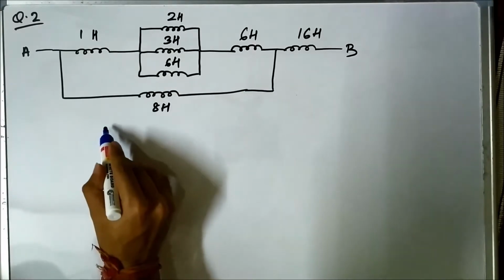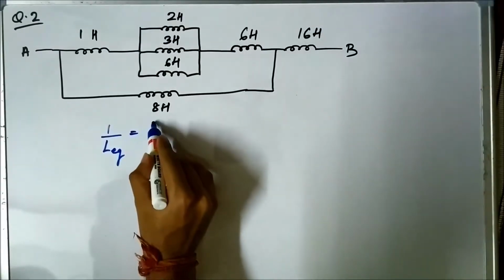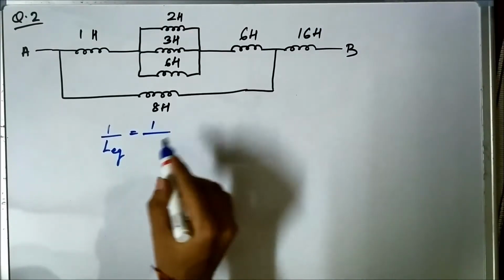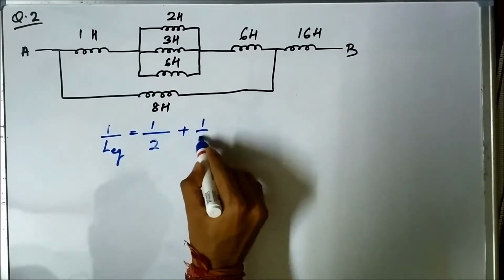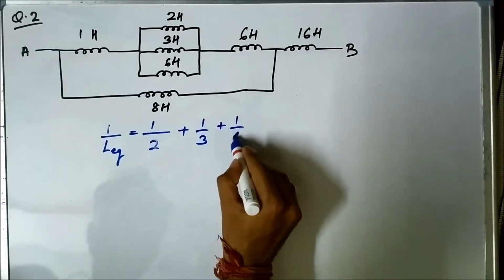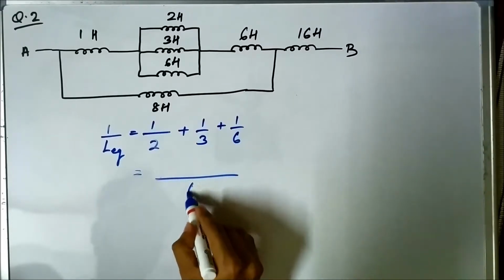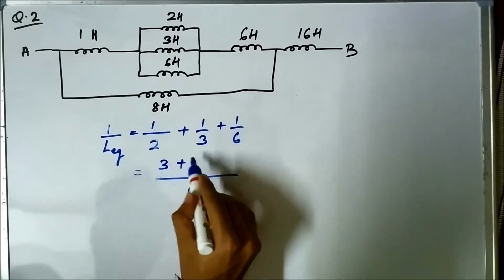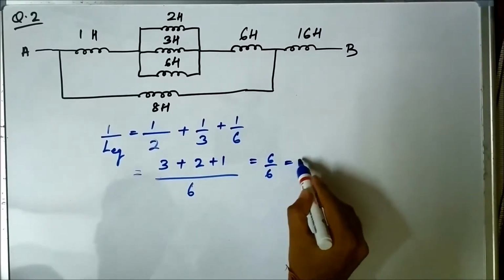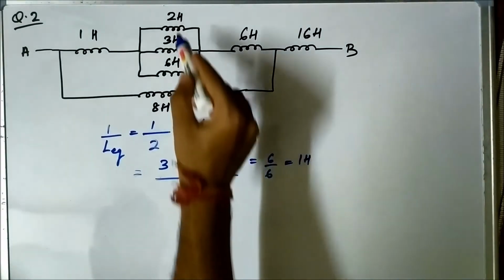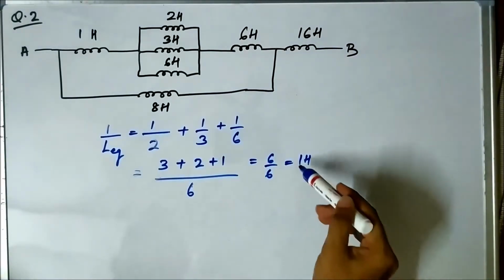So the formula for equivalent inductance for inductors connected in parallel is 1 by L equivalent is equal to the sum of the reciprocals of the individual inductors, 1 by 2 plus 1 by 3 plus 1 by 6. Now 6 is the LCM, this is 3, this is 2, this is 1, which is equal to 6 by 6, which is equal to 1 Henry. So the equivalent inductance of this combination of inductors is 1 Henry.